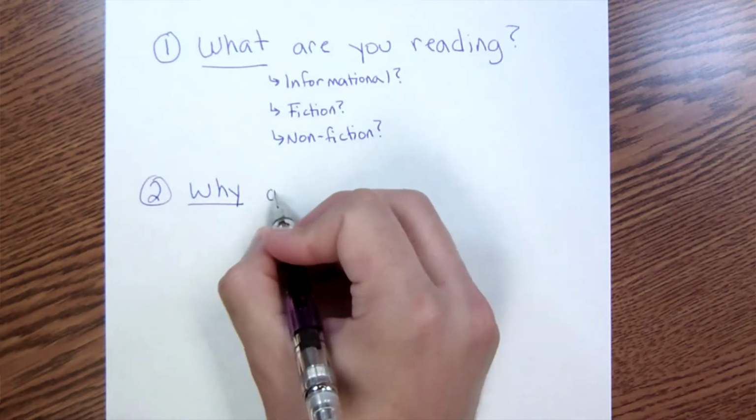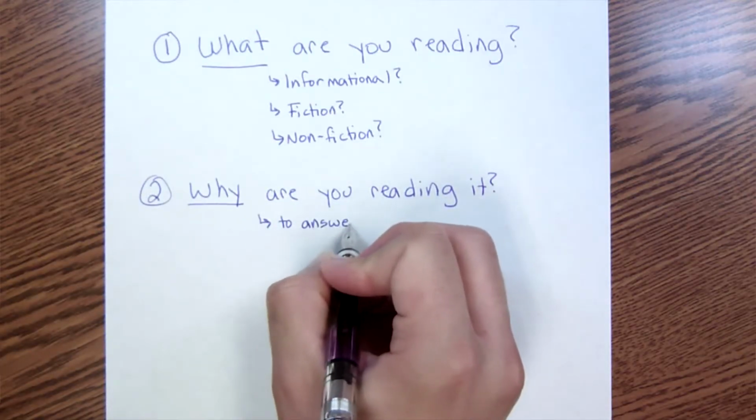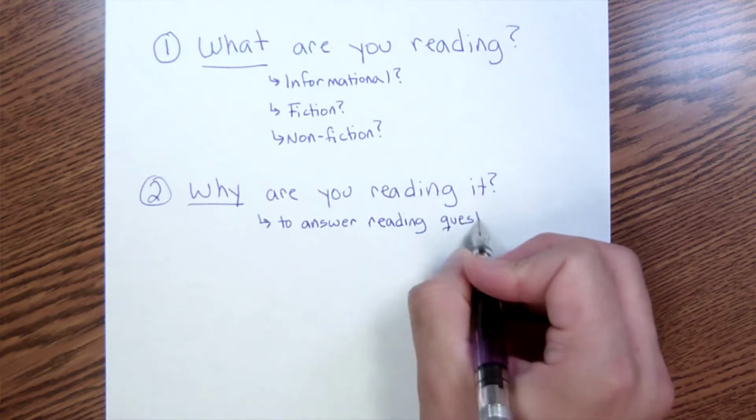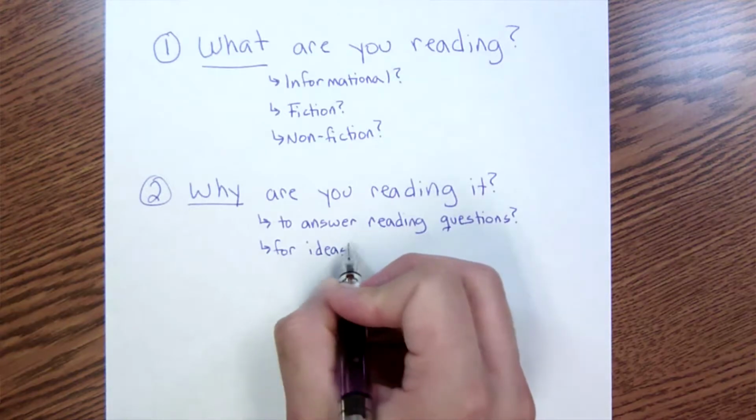After you have determined what you're reading, ask yourself why you're reading it. And of the 3 steps, this is the one you should take the most time on. Why are you reading it? Are you going to answer reading questions? You have like a worksheet with questions you got to answer? It'd be a good idea to go back and look at those questions before you start so that you know what you're looking for. Maybe you're reading for something more abstract. Maybe you're just looking for ideas. Well, what ideas are you hoping to find?